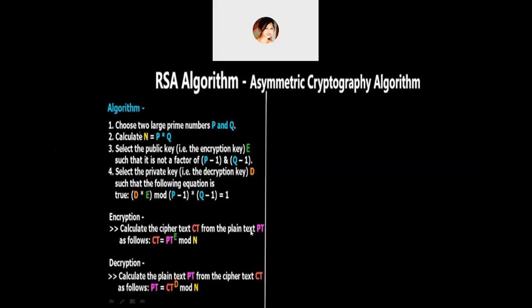So these two properties are very important in the selection of your prime numbers. However you choose the prime numbers, they have to qualify these two conditions.